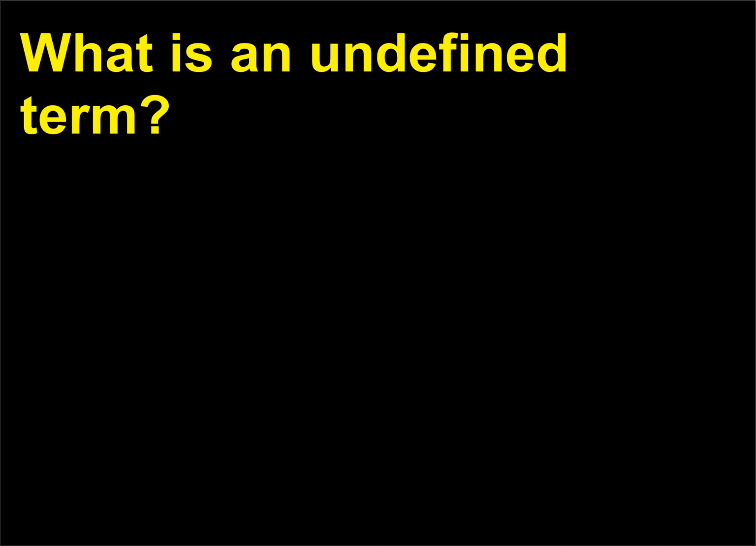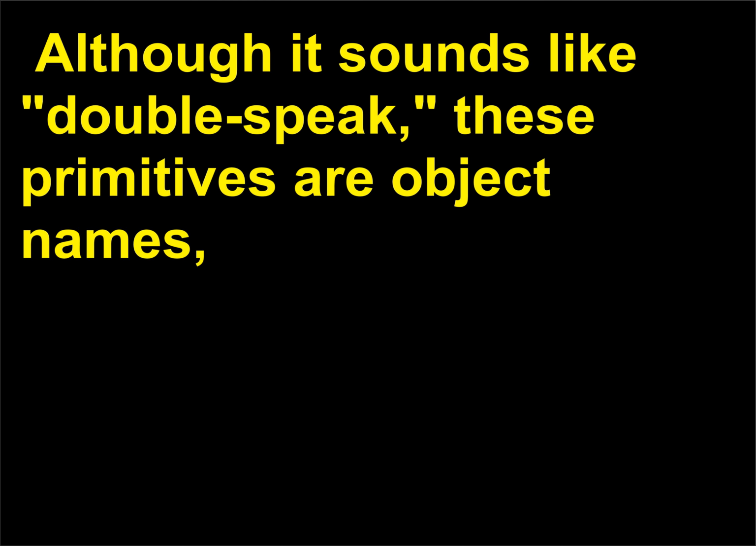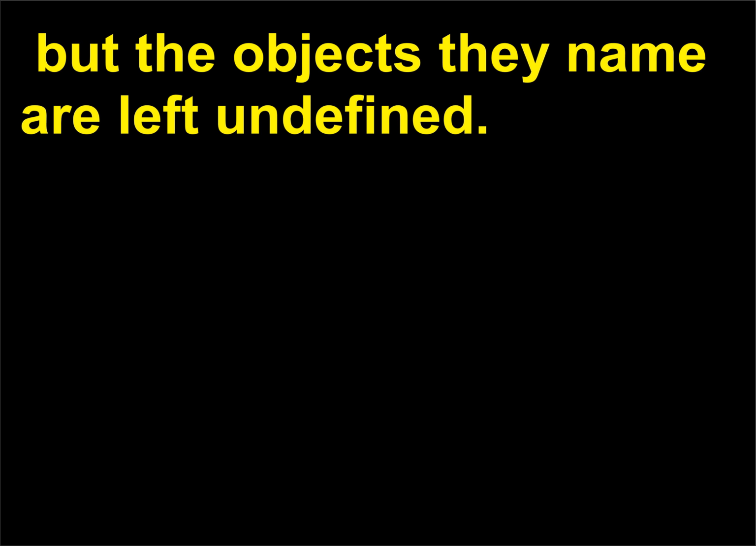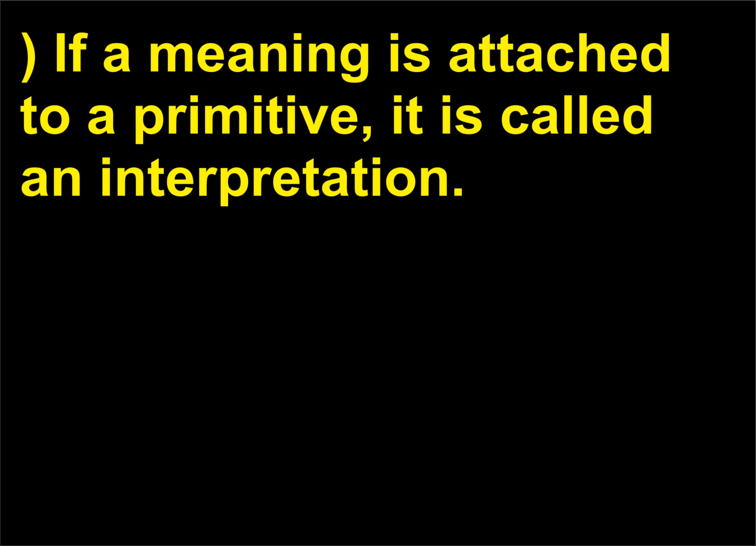What is an undefined term? In terms of axiomatic systems, undefined terms are also called primitives. Although it sounds like doublespeak, these primitives are object names. But the objects they name are left undefined. The axioms are statements within the system that make assertions about the primitives. If a meaning is attached to a primitive, it is called an interpretation.